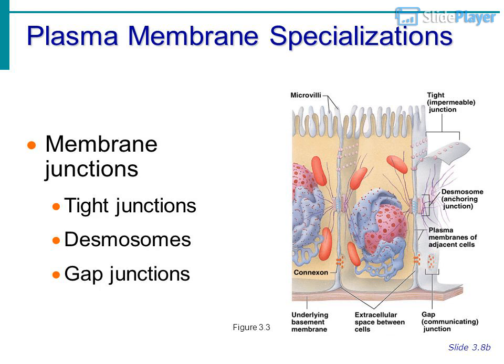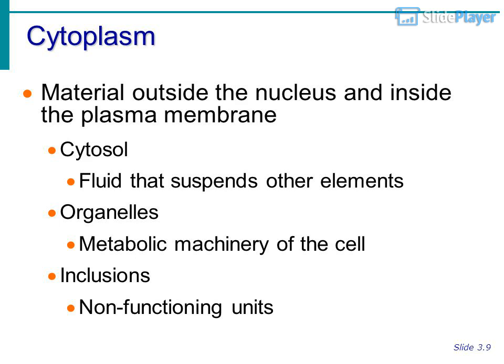Slide 3.8a. Plasma membrane specializations. Membrane junctions: tight junctions, desmosomes, gap junctions. Figure 3.3. Slide 3.8b. Cytoplasm is the material outside the nucleus and inside the plasma membrane. Cytosol is the fluid that suspends other elements. Organelles are the metabolic machinery of the cell. Inclusions are non-functioning units.